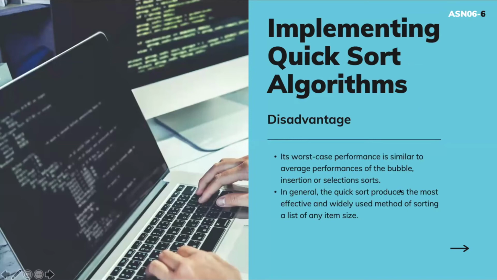So next we will be discussing the disadvantages of quicksort algorithms. First, its worst case performance is similar to the average performance of the bubble, insertion or selection sorts, but do not fear too much, as this is just a slight disadvantage. Next, in general, quicksort produces the most effective and widely used method of sorting a list of any item size.